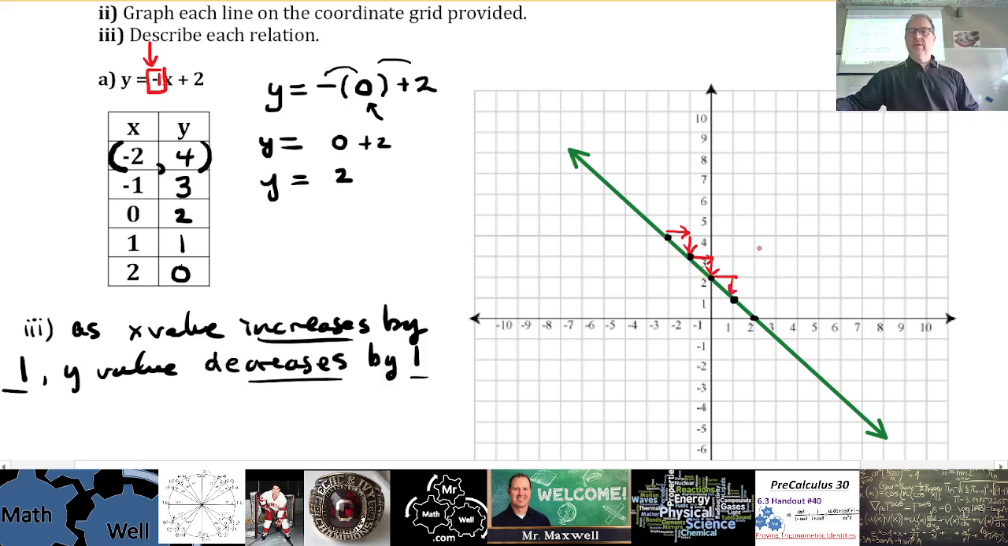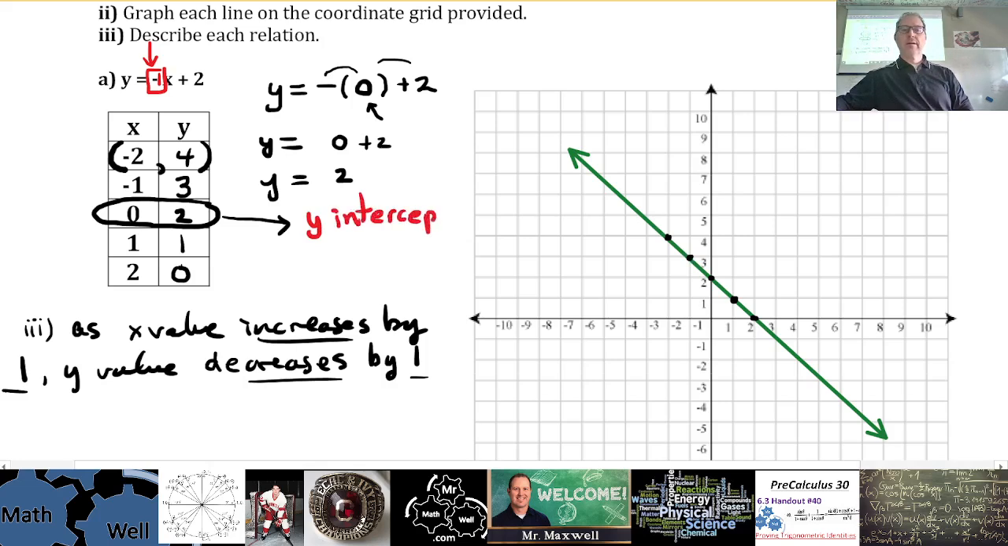Okay, do you guys remember, I think I mentioned this before in class, what this 0, 2 point is? Do you remember what's special about this point? What is this point right here? Anybody know what the name of this is? There's a special name for that one. Anybody remember? It's the y-intercept. Anybody remember that? Did I talk about that with you guys? I think I did. So it's the y-intercept.